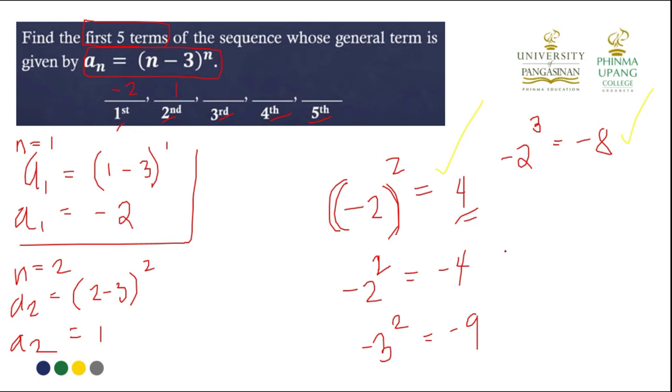So how about this? 180 raised to 0. Answer? 1. Very good. Any number raised to 0 is always 1.